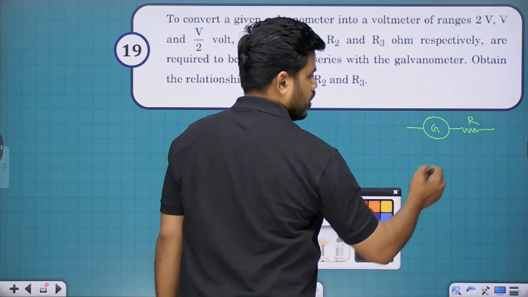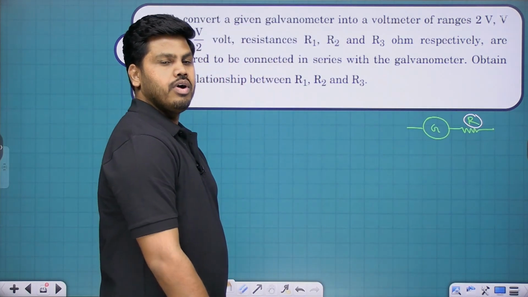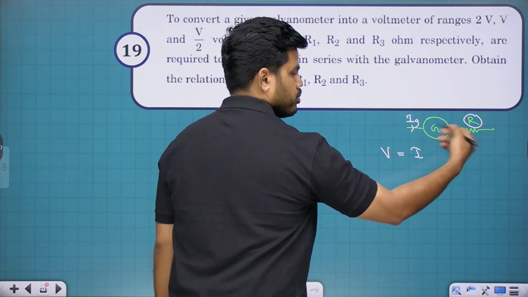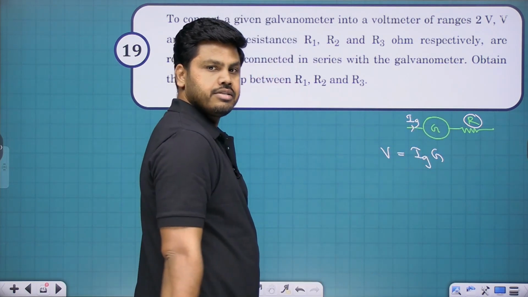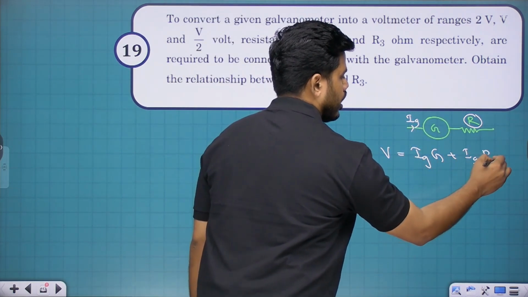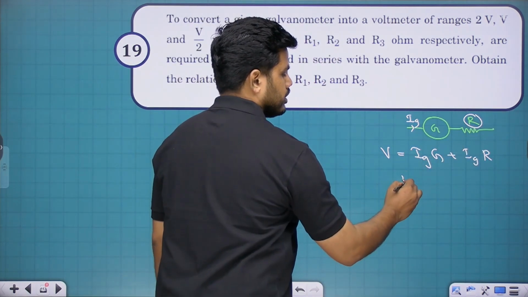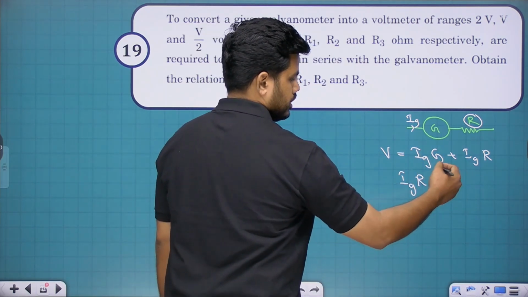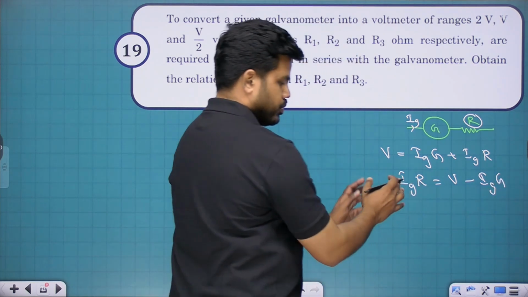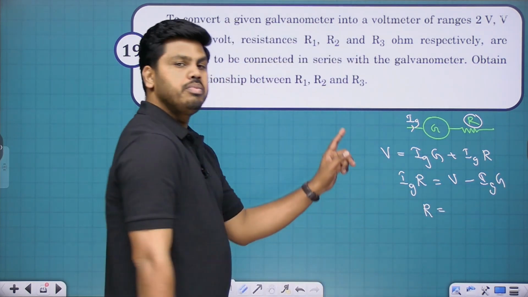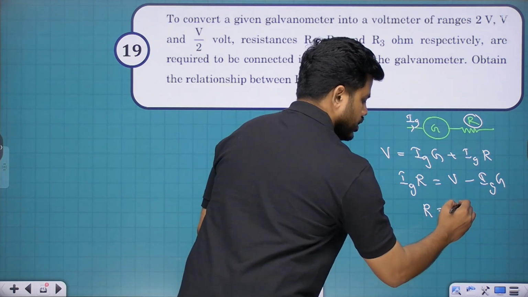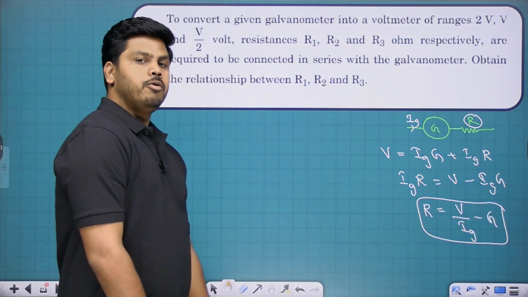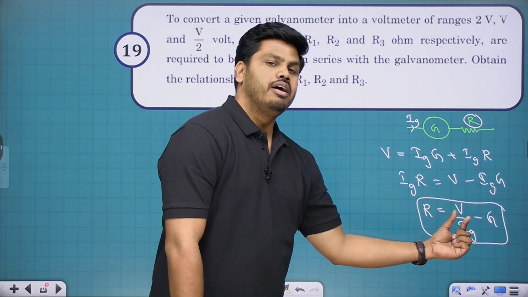We found the value of R. What was the value of R? We know the current flowing through this will be Ig. So we can say the total potential difference measured will be Ig into G, the galvanometer resistance, plus Ig into R, the resistance you connected. How will we find that R? Ig R is equal to, what did we get? V minus Ig into G. So dividing by Ig throughout, the expression for the resistance to be connected in series is R equals V by Ig minus G, right?